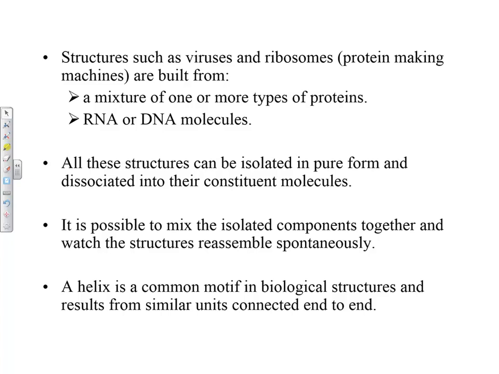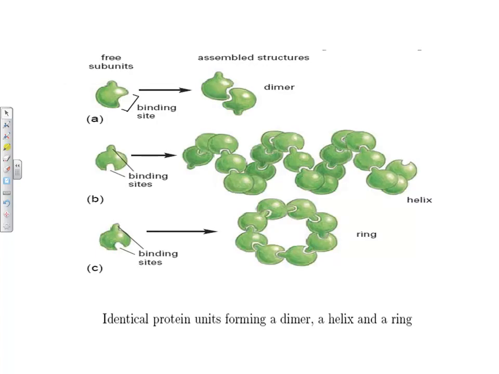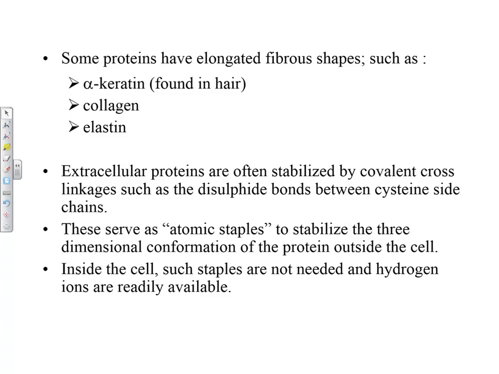Now, a helix is a common motif found in biological structures and results from similar units that are connected end to end, just like I showed you over here. That's a helix. Some other proteins have elongated fibrous shapes, such as alpha keratin, the protein found in hair. Collagen is a protein found in skin, and another protein is elastin. There are lots more examples, but we are not going to get into that.